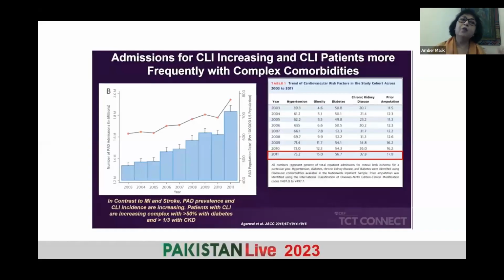Eyes will see what the brain knows, right? So once you start seeing them, once we wanted to do workshops, we'd see tons of cases coming to us. If we were not interested, nobody would come. So admissions for CLI have also increased, and CLI patients have come to us with more and more complex comorbidities.